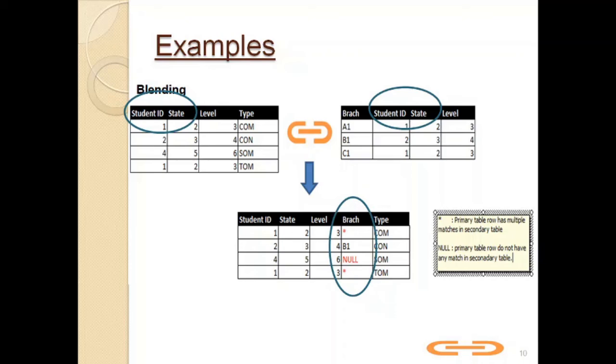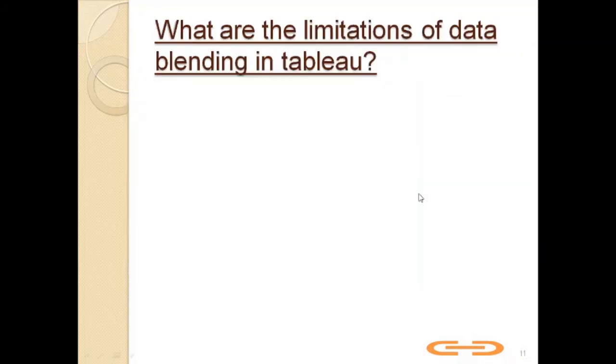The view uses all the values from the primary data source, that is the left table, and corresponding rows from the secondary data source, that is the right table, based on the linking fields. With so many plus points, blending also comes with some limitations. Let's see some of the blending limitations.